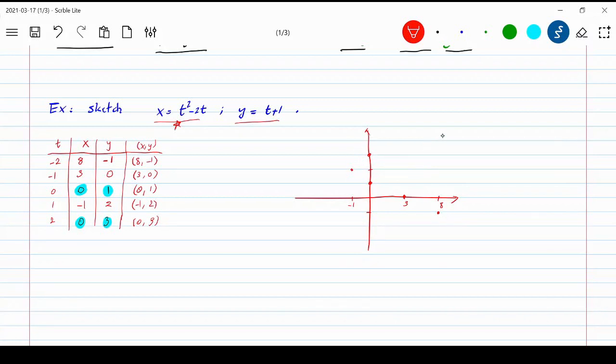You can pick more points, and you will notice that this curve would look something like this.